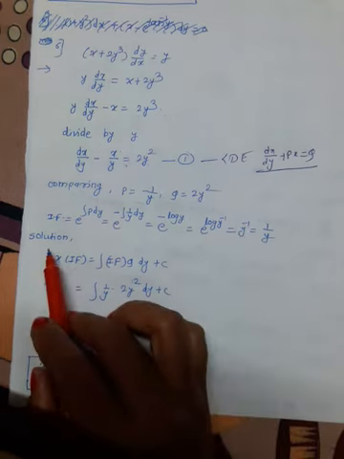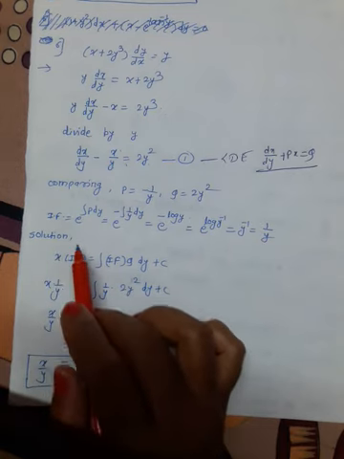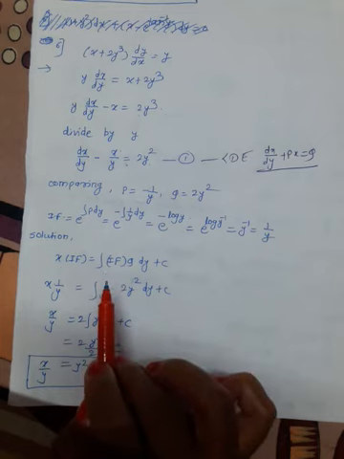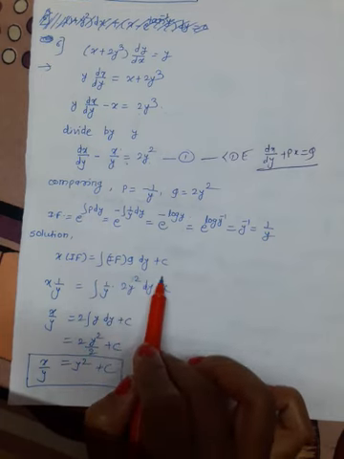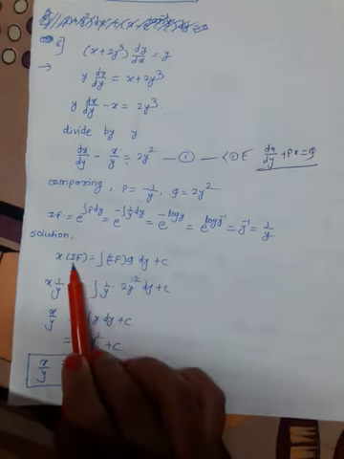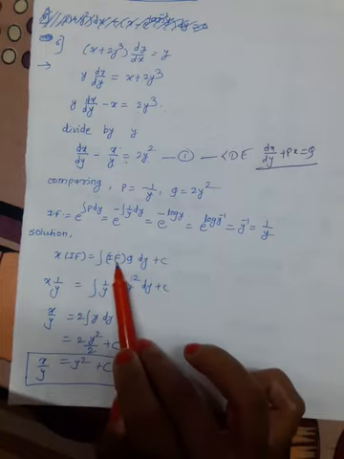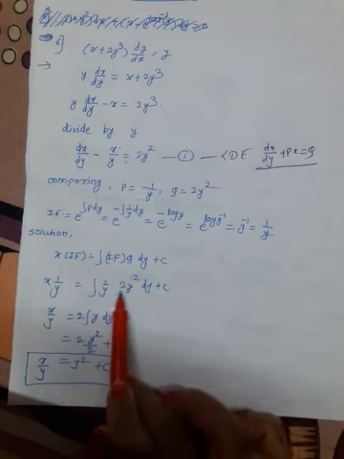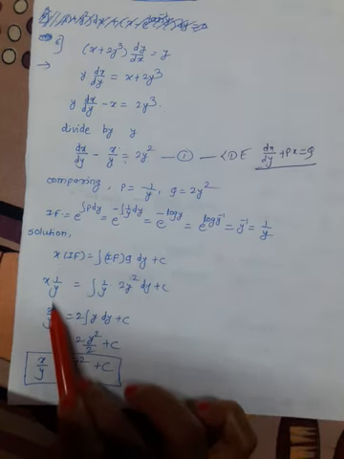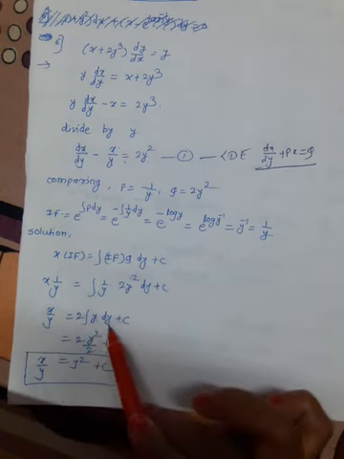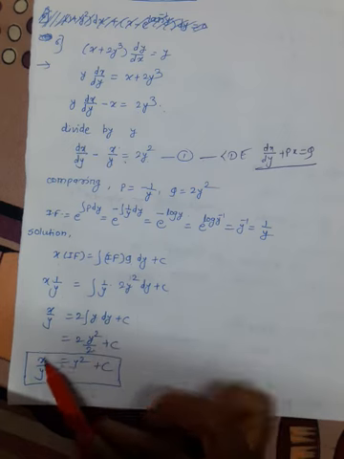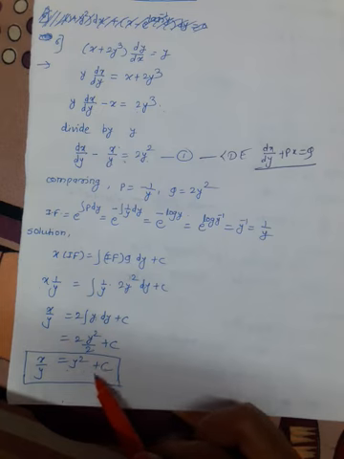Now let us move to the solution. Solution is x into, instead of y we have to replace x, x into integrating factor is equal to integration of integrating factor into q dy plus c. Put the values. Integrating factor is 1 upon y, q is 2y square. y gets cancelled, 2y, take 2 outside, x upon y is equal to integration with respect to y, which is y square by 2. Again 2 gets cancelled, final answer is x upon y is equal to y square plus c.